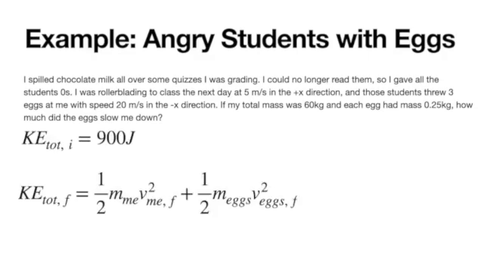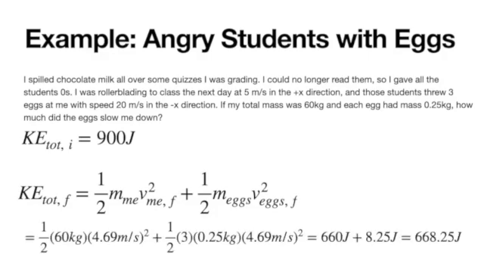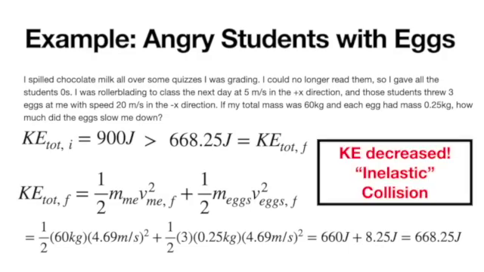Our final, same thing. We'll just add up whatever the final kinetic energies are for me and the eggs. For me, it's now instead of 5 meters per second, we have 4.69. Now for the eggs, instead of negative 20, we also have 4.69 because now we're stuck together. We have the same v final, and our result is our total is only 668-ish joules. So our final is much less than our initial. We lost a bunch of kinetic energy. This type of collision is called an inelastic collision.